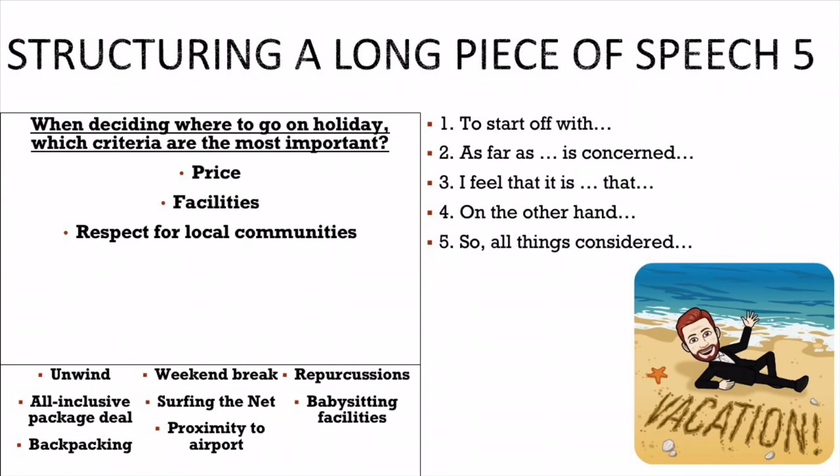Number 5 addresses the criteria that is important to follow when going on holiday. We have price, facilities, respect for local communities. We have some key words such as to unwind or to let your hair down. Do people go on holiday to backpack? Do they take their stuff with them and they maybe island hop, or they go from place to place?